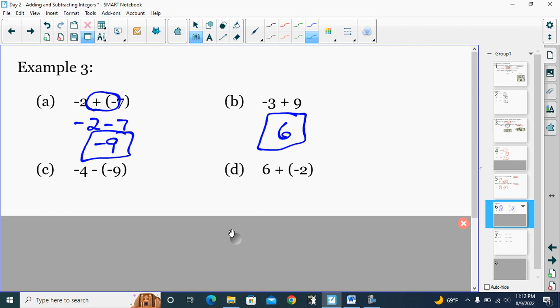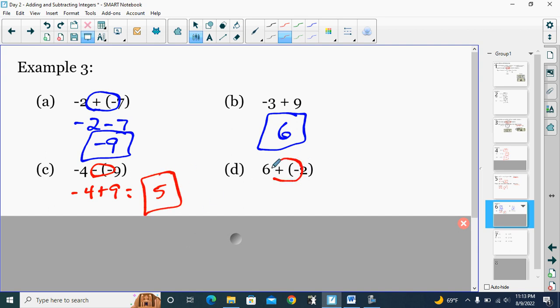Part C, negative 4 minus negative 9. First thing, minus minus next to each other like that. We're going to change it to a plus. Negative 4 plus 9. One positive, one negative, so we subtract. 9 minus 4 is 5. The bigger number was the 9, which is positive, so I have positive 5.